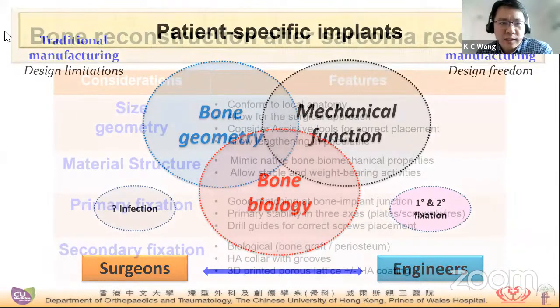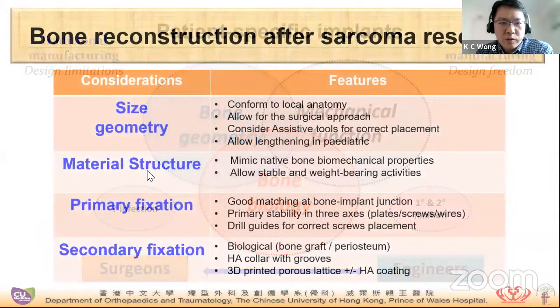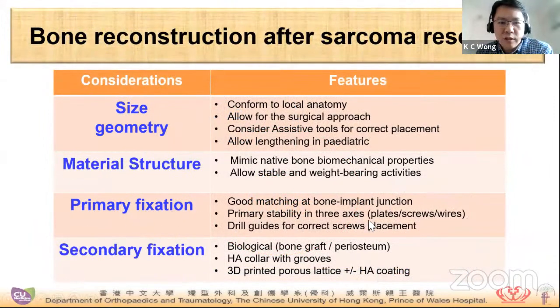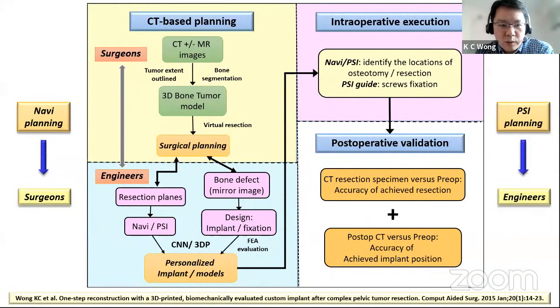So it is all the step: size, geometry, material, structure. We use primary fixation. I spend a lot of time on this primary fixation to make sure that it's technically feasible and also good in the biomechanical sense. Although we don't have objective data on this, you need to discuss it. And then for secondary fixation, for now, HA collar and 3D printed pore selectors can do the job. The workflow we published in one of our case reports.